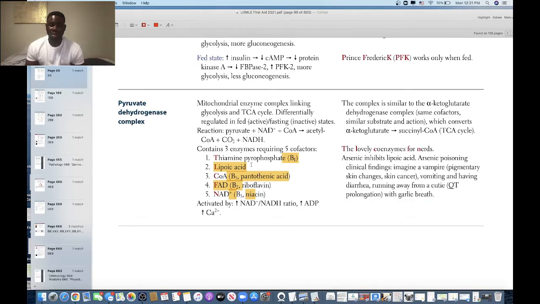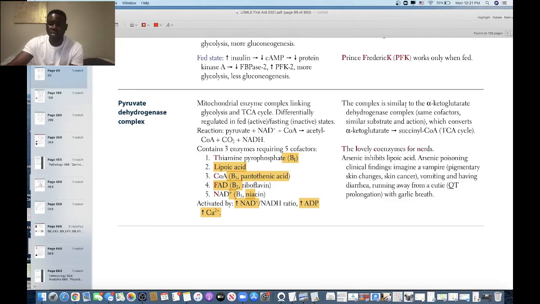It's really easy. It's activated by an increase in that low energy state. So increase NAD plus. Anytime you see more NAD plus, that's a low energy state. If you see more of this one, that's a high energy state. So this is increased by a low energy state, and another low energy state is here, ADP, and also another low energy state here, which is calcium. So calcium will also stimulate the pyruvate dehydrogenase complex.